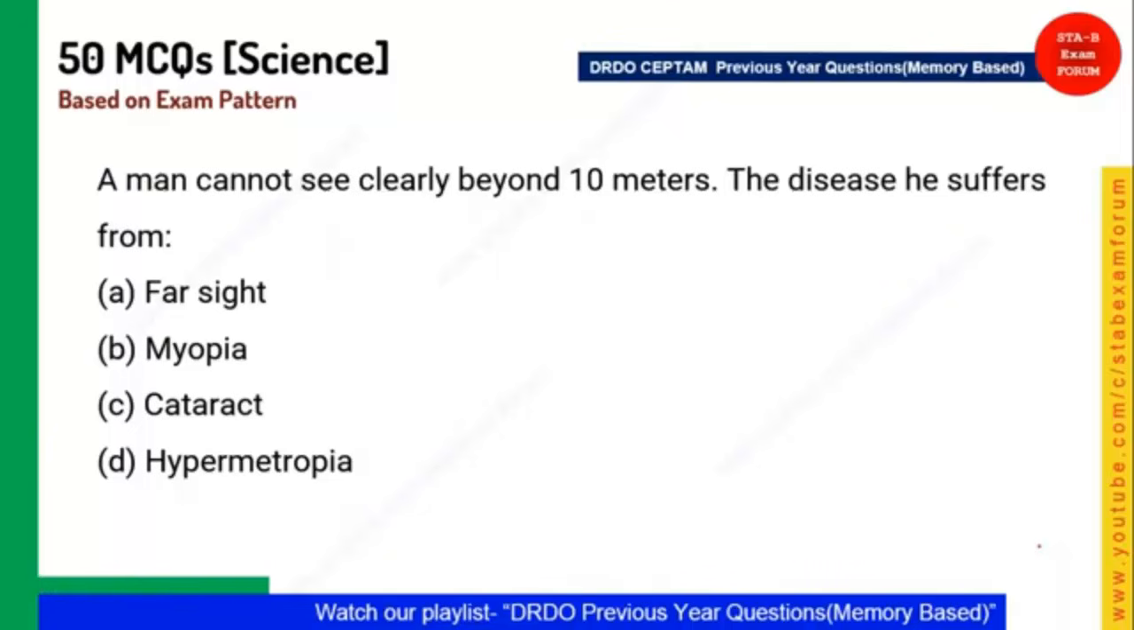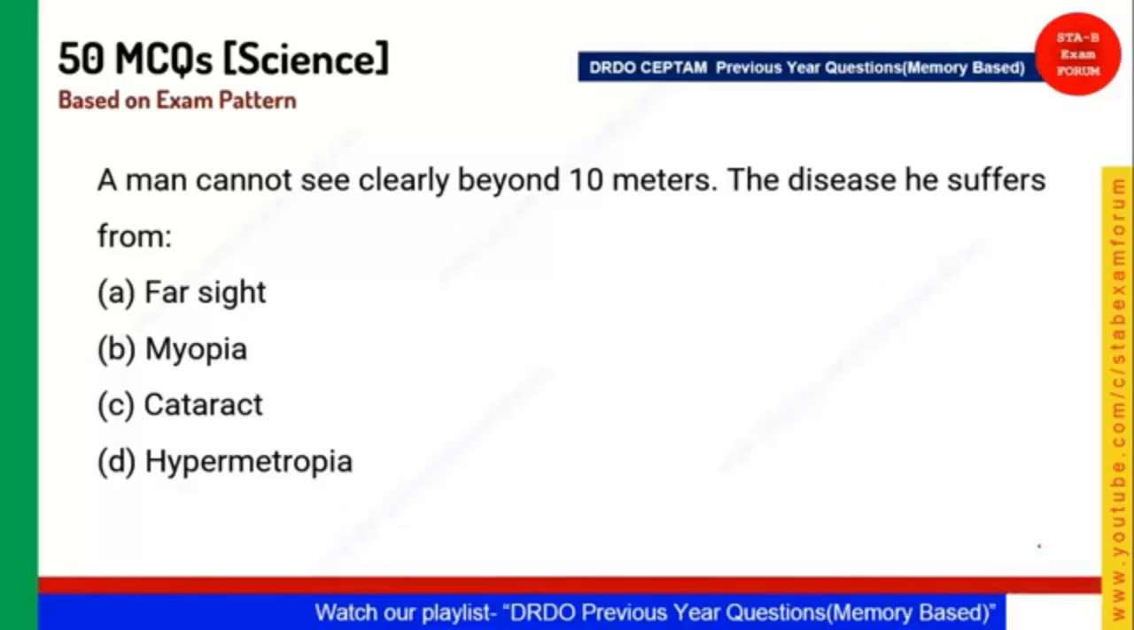A man cannot see clearly beyond 10 meters. What disease does he suffer from? These are the four options. So if a man is not able to see beyond 10 meters, the disease is called what? These are very confusing ones, student, but those who have given myopia, they are right.